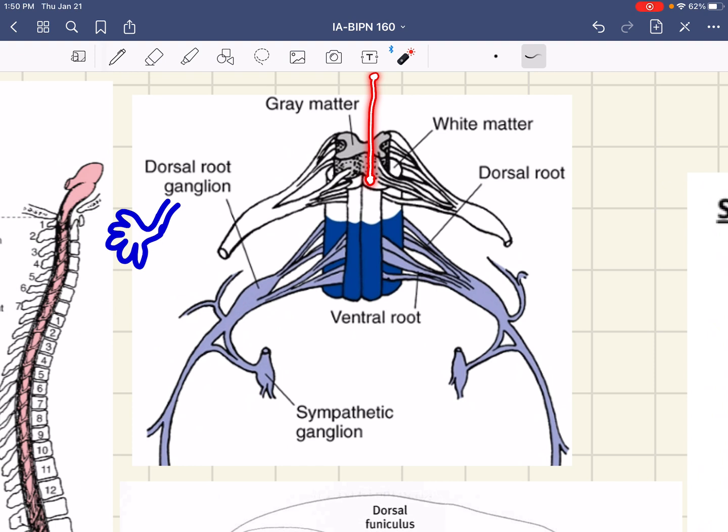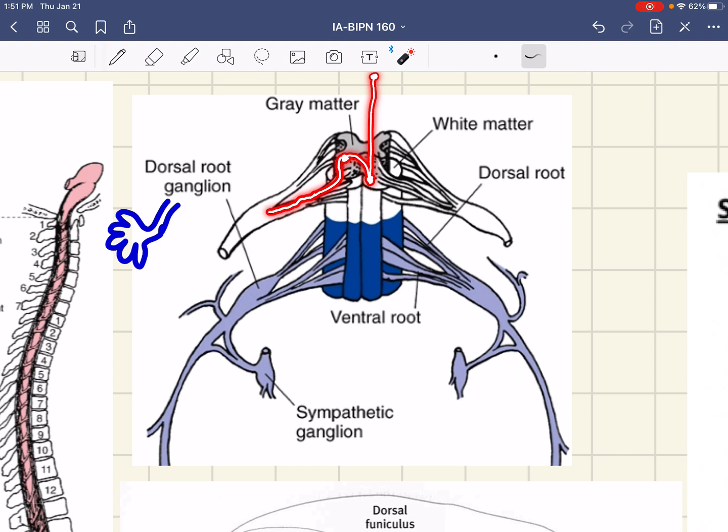After this comes down the ventral white matter tract, it will go ahead and synapse somewhere in the ventral horn of the gray matter. And then this neuron will come out of the ventral root, because remember again that the ventral side of the spinal cord is all about motor activities.